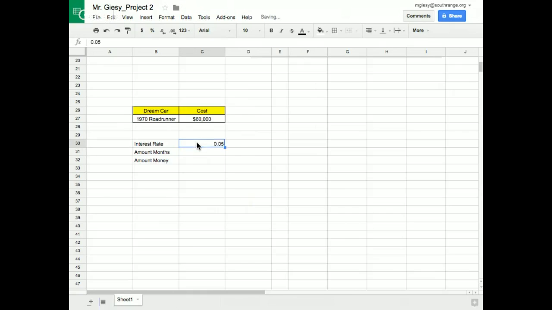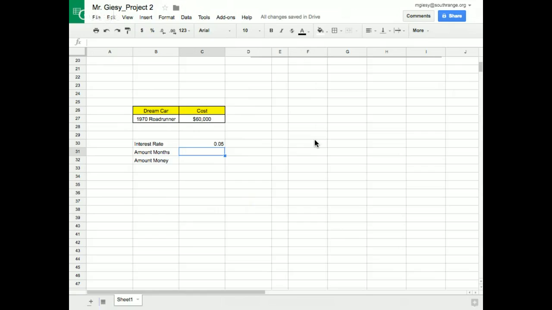Now you can't write percentage in this. This has to stay just numbers, this column here. The amount of time to pay it off. For cars, 5 years is the average. Newer cars, you could get a little longer time. We're going to go 5 years to pay it off.